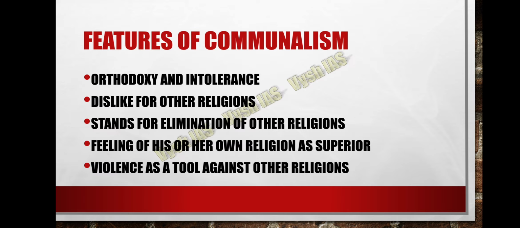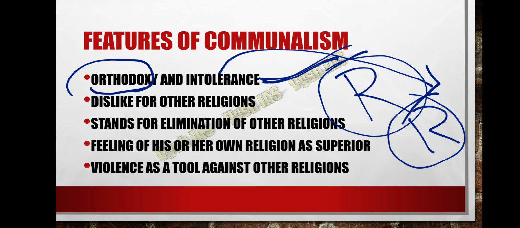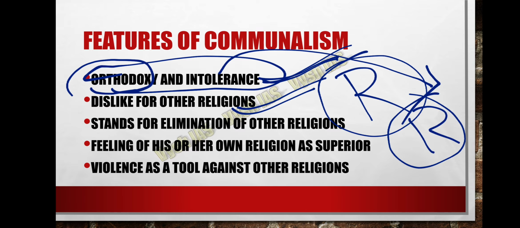Now let us learn the different features of communalism. The first feature of communalism is orthodoxy and intolerance. You will have orthodox practices in a particular religion, and you will have intolerance towards the other religion. You cannot tolerate other religious affairs or religious activities performed. So this is a feature of communalism. And you will have dislike towards the other religions. You will not be in a position to like the religious practices of other groups or other religions.